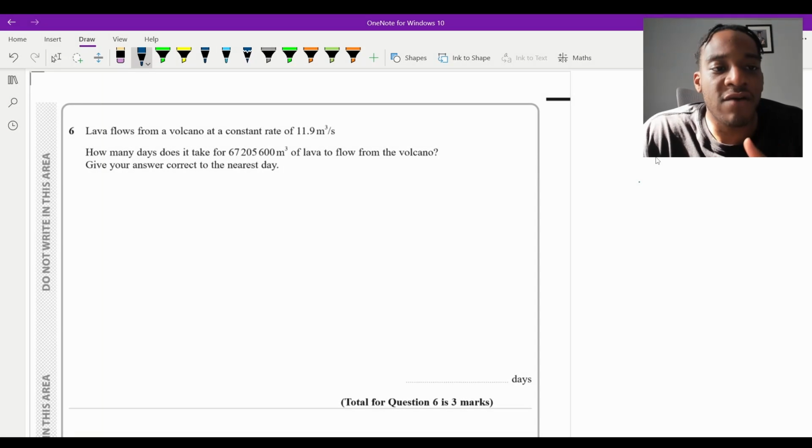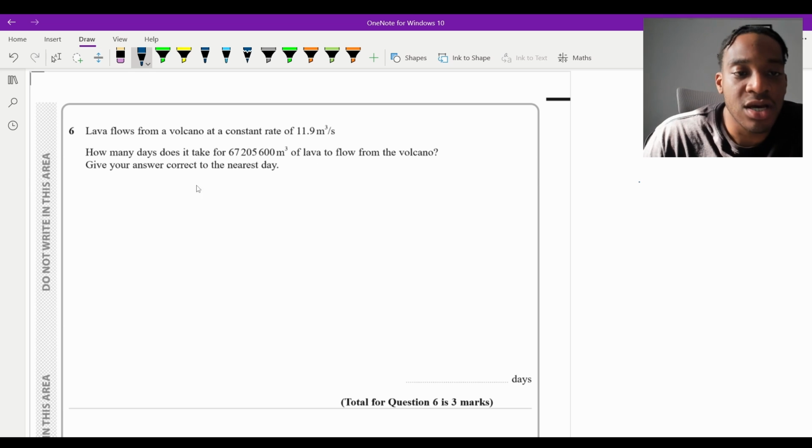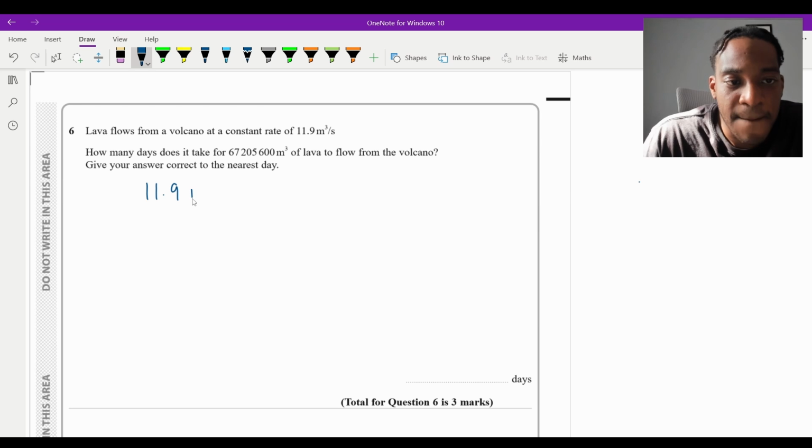Okay, so question 6 says lava flows from a volcano at a constant rate of 11.9 meters cubed per second. How many days does it take for 67,205,600 meters cubed of lava to flow from the volcano? Give your answer correct to the nearest day. Okay, so this is a 3 marker, and what they've told us is the amount of lava that's flowing every second, isn't it? So from the question, we know that 11.9 meters cubed of lava is flowing out every second.